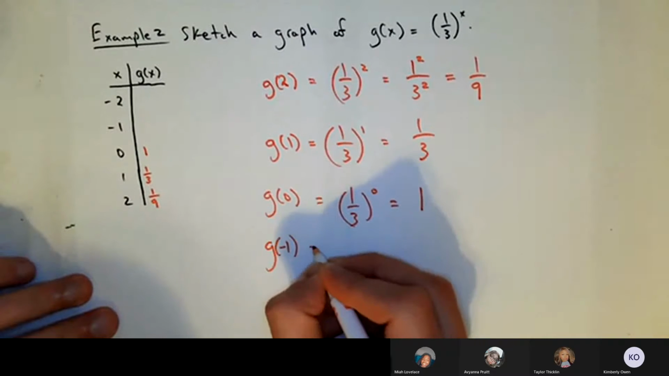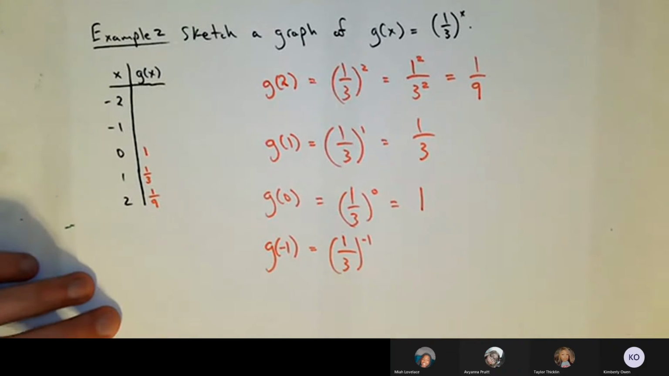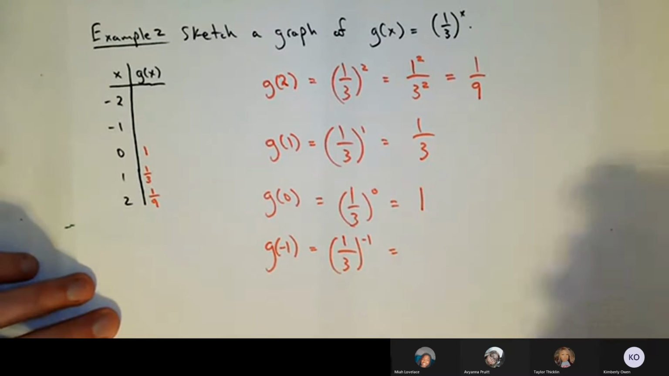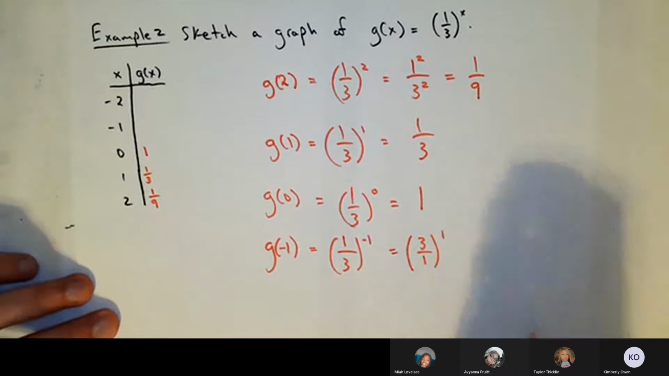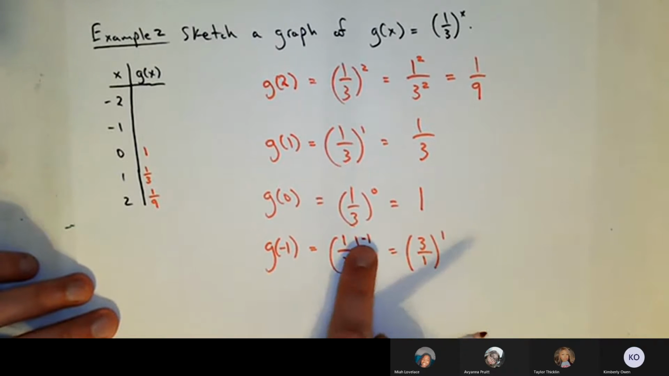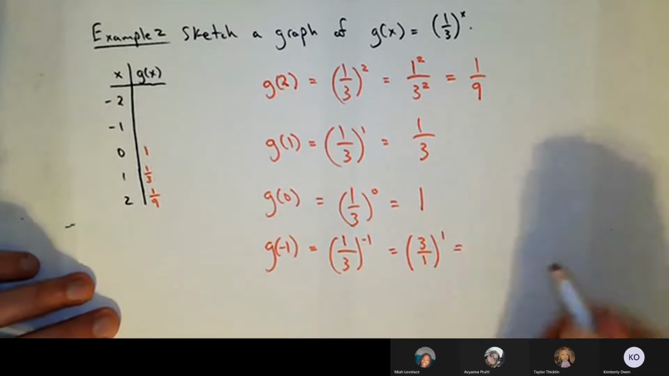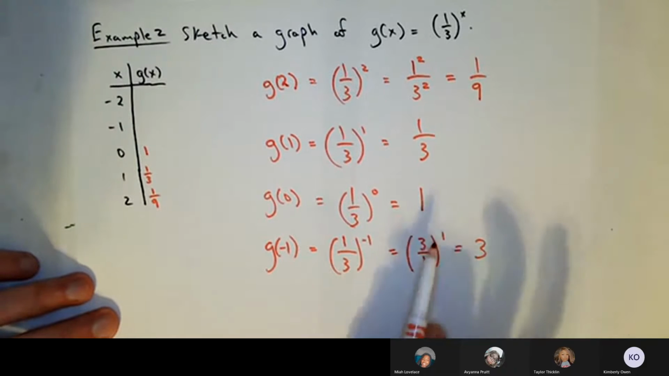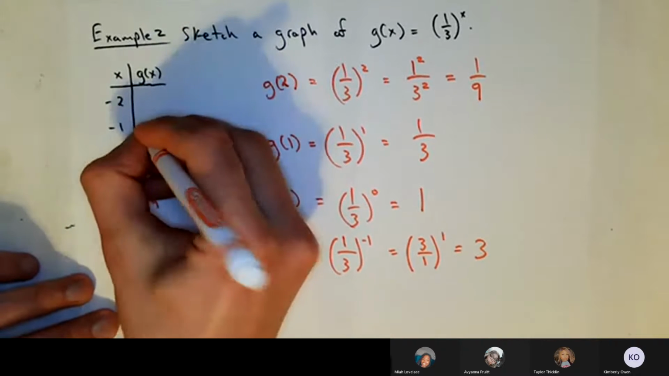G of -1, now this is where it gets a little interesting. That's 1/3 raised to the -1, but I know the negative exponent means I should flip that fraction, right? Take the reciprocal. But what's the reciprocal of 1/3? It's 3 over 1, right? So technically this is the same as 3 over 1 raised to the first. See how the negative is used up? The negative gets used up by flipping the fraction. And then of course, this is a whole lot of stuff going on here just to say 3, right? Because 3 over 1 is 3 raised to the first power is 3. So that one is 3.